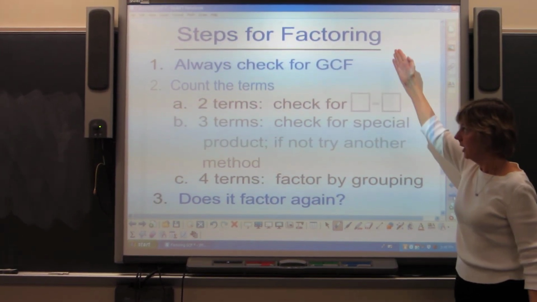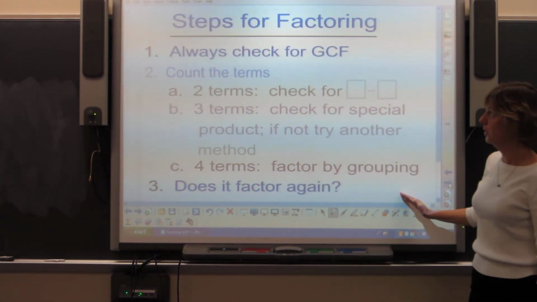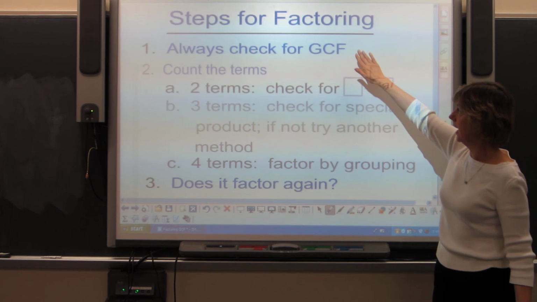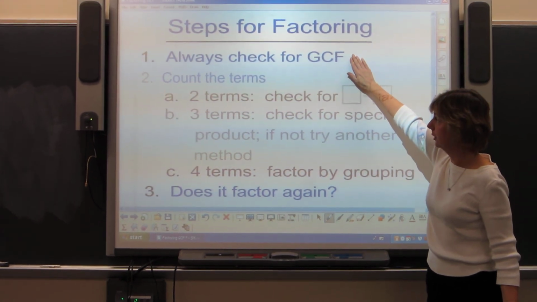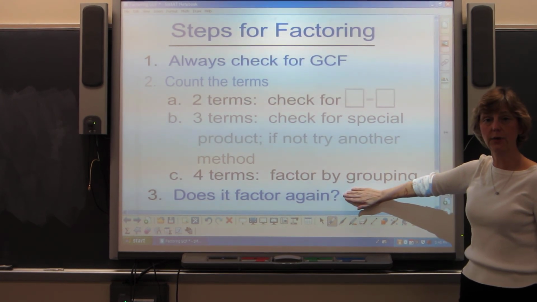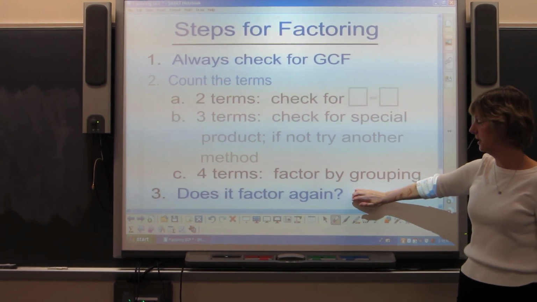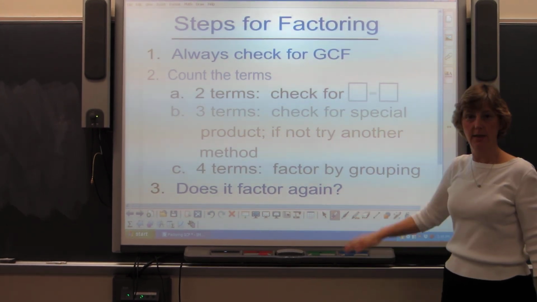So, here are all the steps for factoring that you're going to learn by the end of the unit. Today, what we looked at is to always check for a greatest common factor. And step 3, does it factor again? In other words, did you check to see if you took out the greatest common factor? And there you have it.